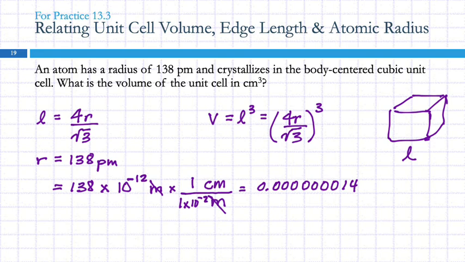Yeah. What's weird about that? This is 138. How did it become 14? Why did the calculator round that?